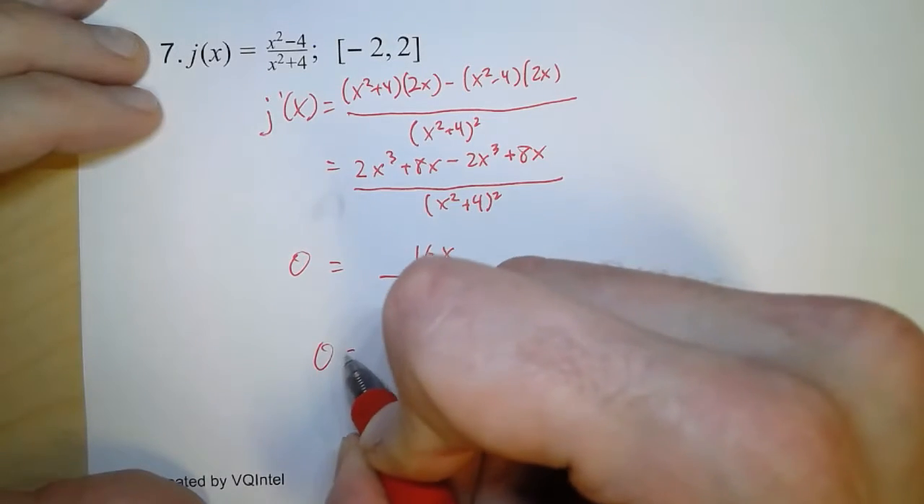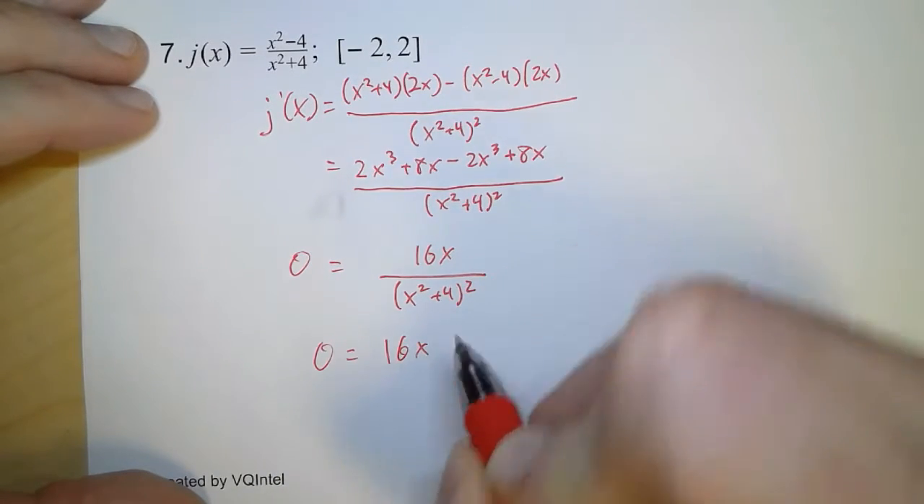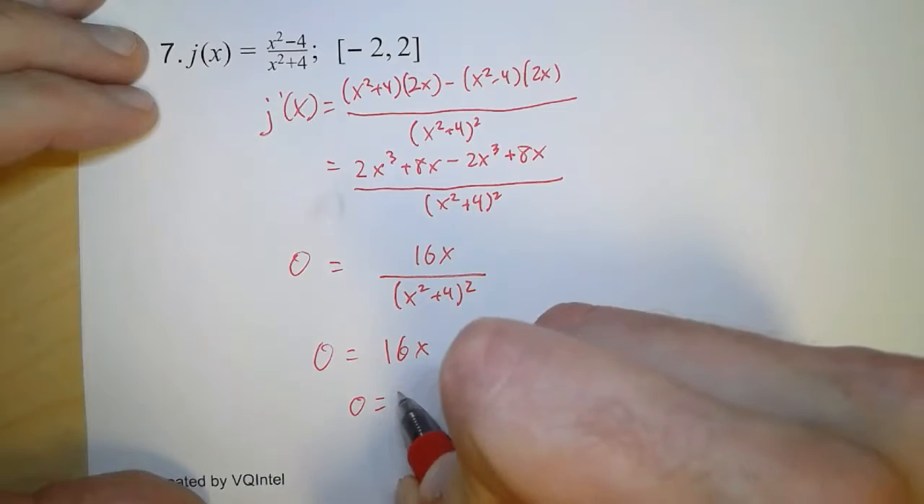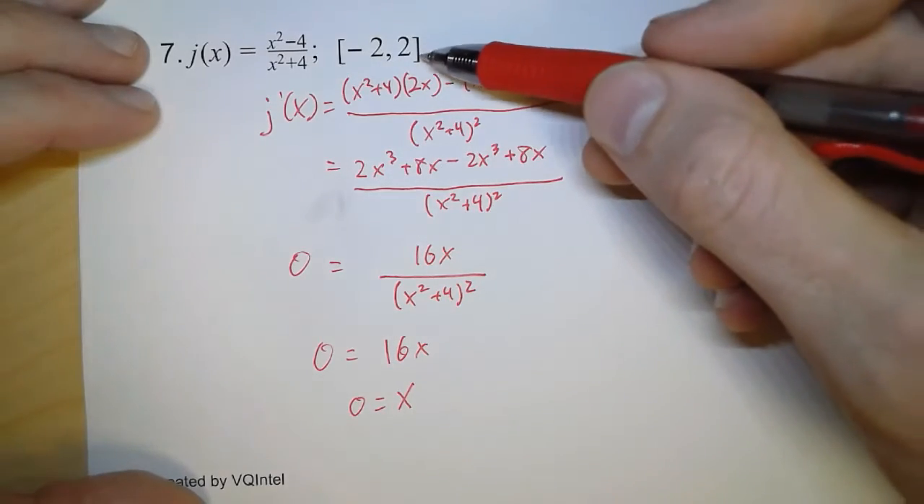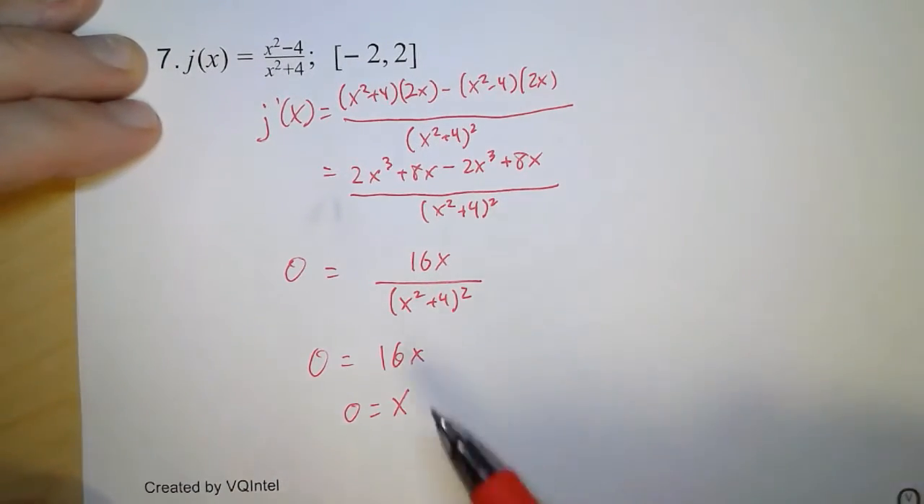So what values will make it equal to 0? Well, we just look at the numerator, divide by 16, and we get 0 equal to x, which is in our interval. So that's the number we're looking for.